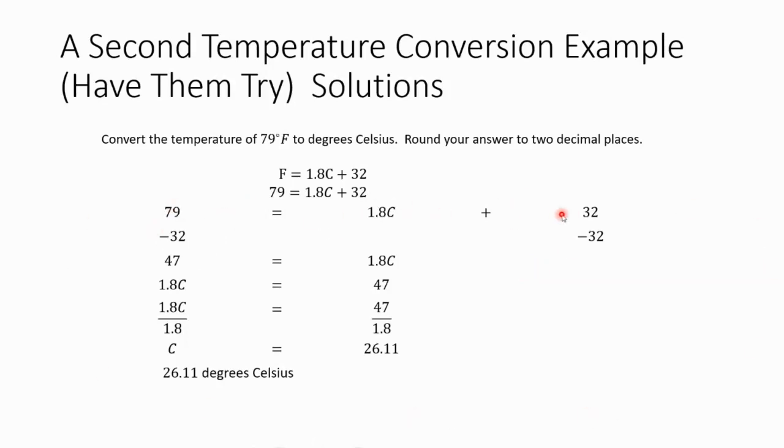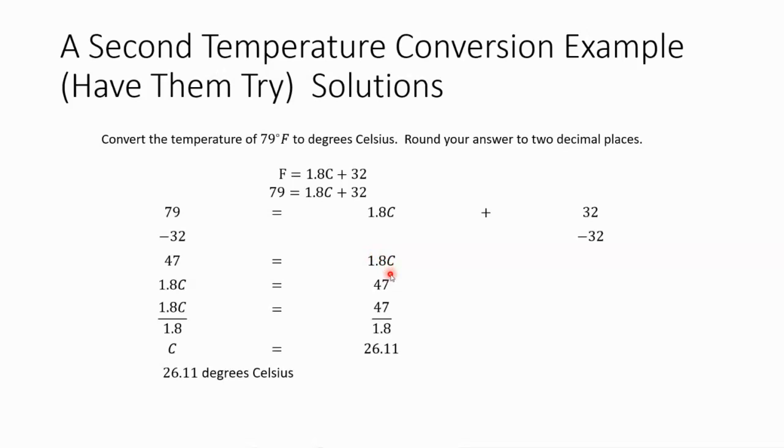As you can see, I'm showing the work here, right? What you want to do is replace F with 79. I got it backwards. Then you want to solve for C. That's what I'm doing here, right? I want to get C all alone. So I subtract 32 from each side, right? We're solving for C, so you have to isolate it. And we get 47 equals 1.8 times C.